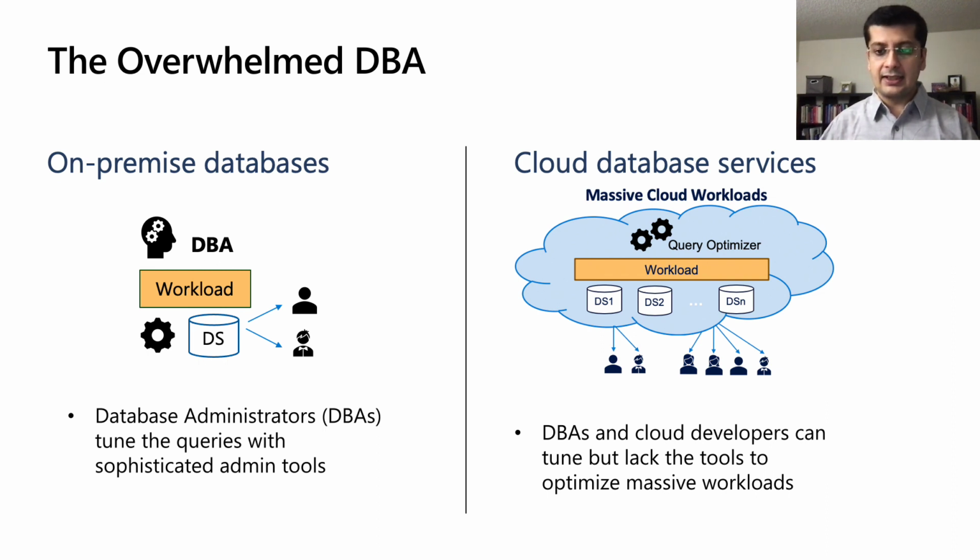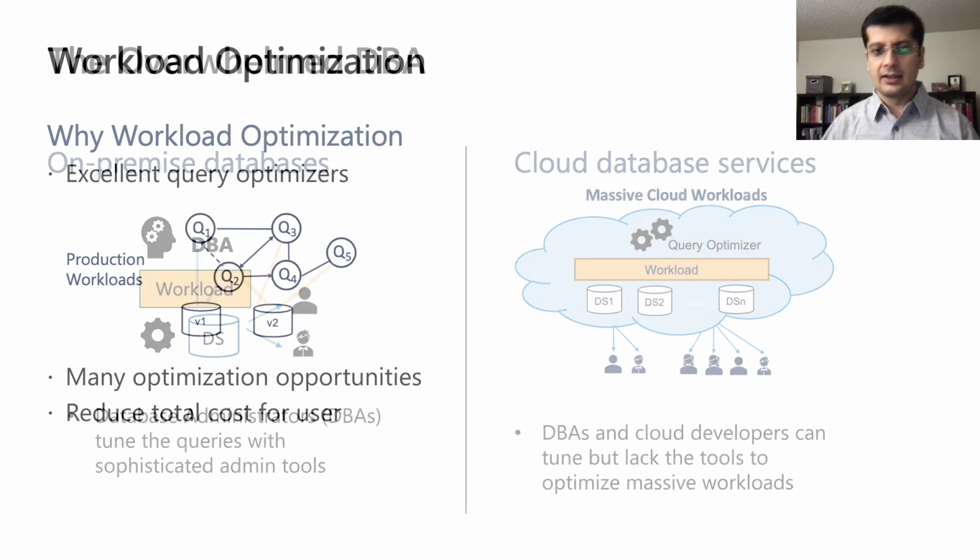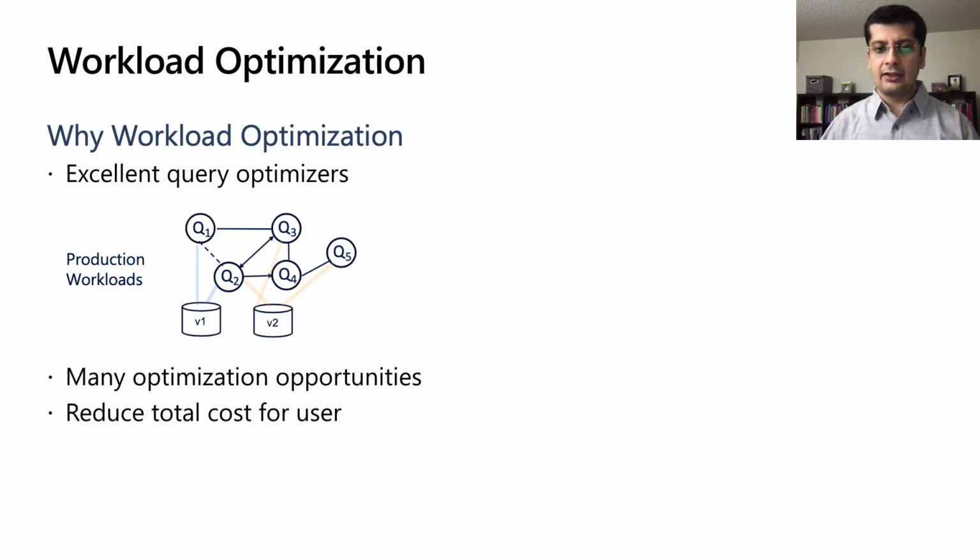This has tremendously increased the number of users and workload sizes. Though both DBAs and cloud developers can tune these workloads, they lack the tools to optimize massive workloads. We have invested a lot in query optimizers, but the query optimizer still processes one query at a time. The queries are assumed to be independent and the same set of rules is applied every time.